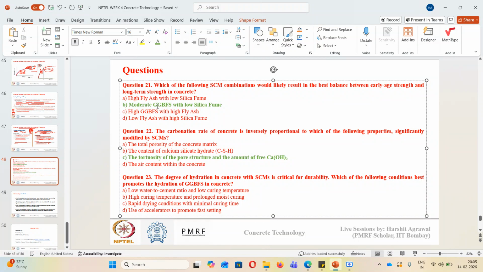Question number 23. Degree of hydration in concrete with SCMs is critical for durability. Which of the following conditions best promotes the hydration of slag in concrete? So for hydration of slag, which curing condition or concreting condition will be most suitable? Think about slag as a supplementary material. It has slow strength gain over time. So which condition should I give to concrete having slag so that it promotes its hydration, which is already a slow reaction?